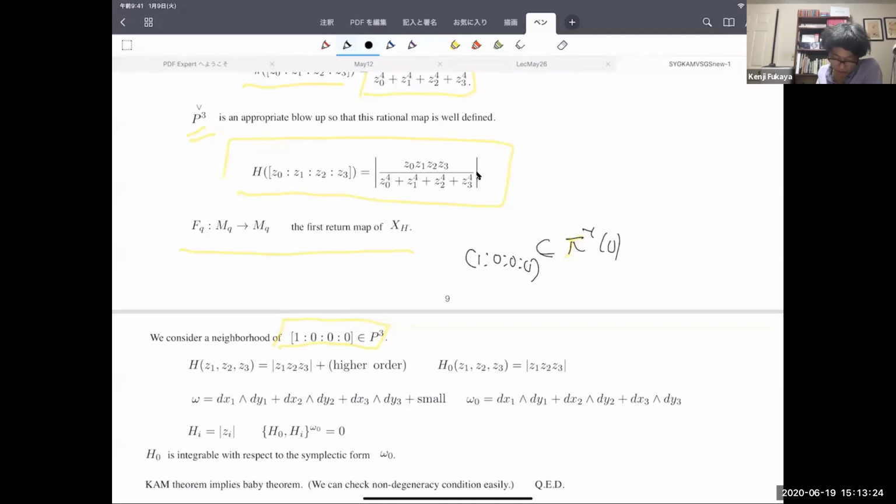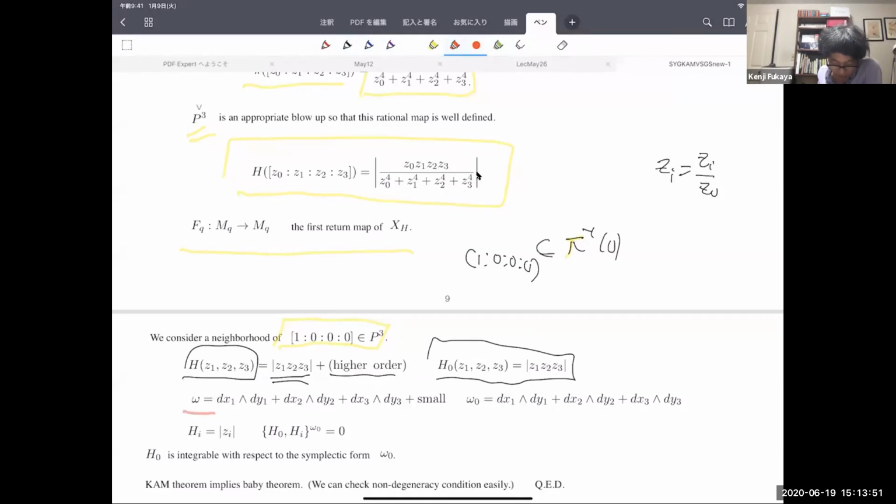So I use this homogeneous coordinate, so inhomogeneous coordinate. Then this Hamiltonian, you divide it, but then this is a small number. So this is very close to this g1, g2, g3 product absolute value. You have a higher order term. Then we just take this approximate Hamiltonian like this. And then our symplectic form is very close to this standard form. You have some small difference, but so that this is omega 0.